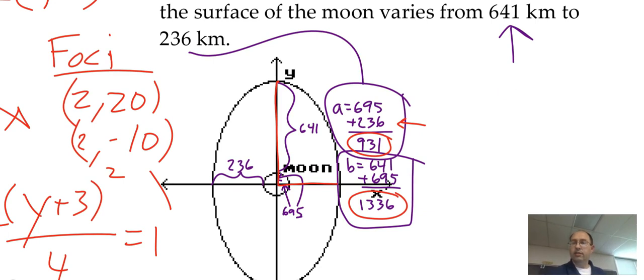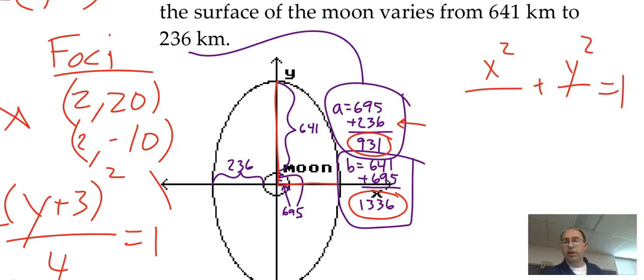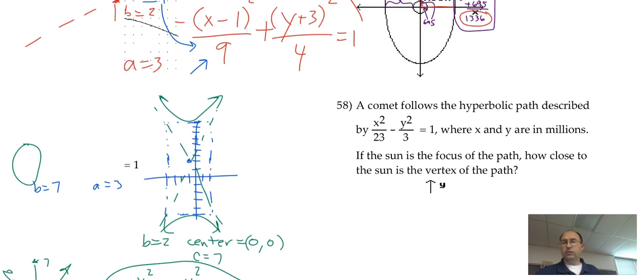Okay, and you know what? I'm just going to erase this because somebody's going to think that I think that B is 641. So we got x squared and we got y squared. Centers at the origin, so we don't have to worry about anything there. And you could tell from the answer sheet that they didn't want to mess with large numbers because they just did something like this: 931 squared and 1336 squared. So takes care of that. Okay, so that was question 57.